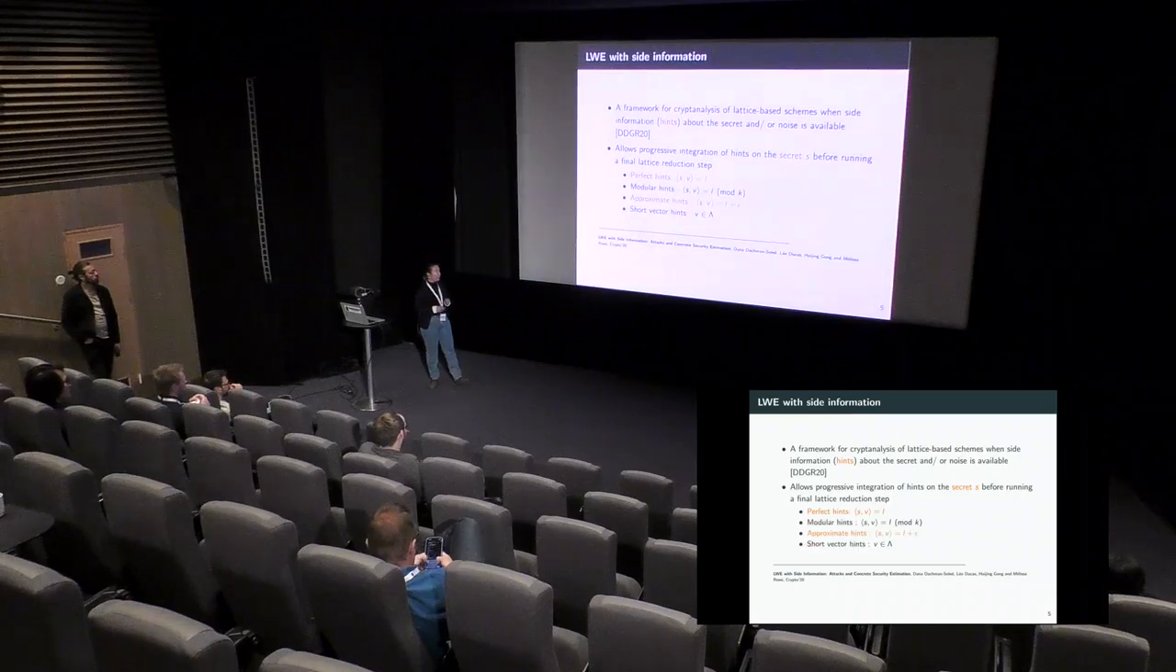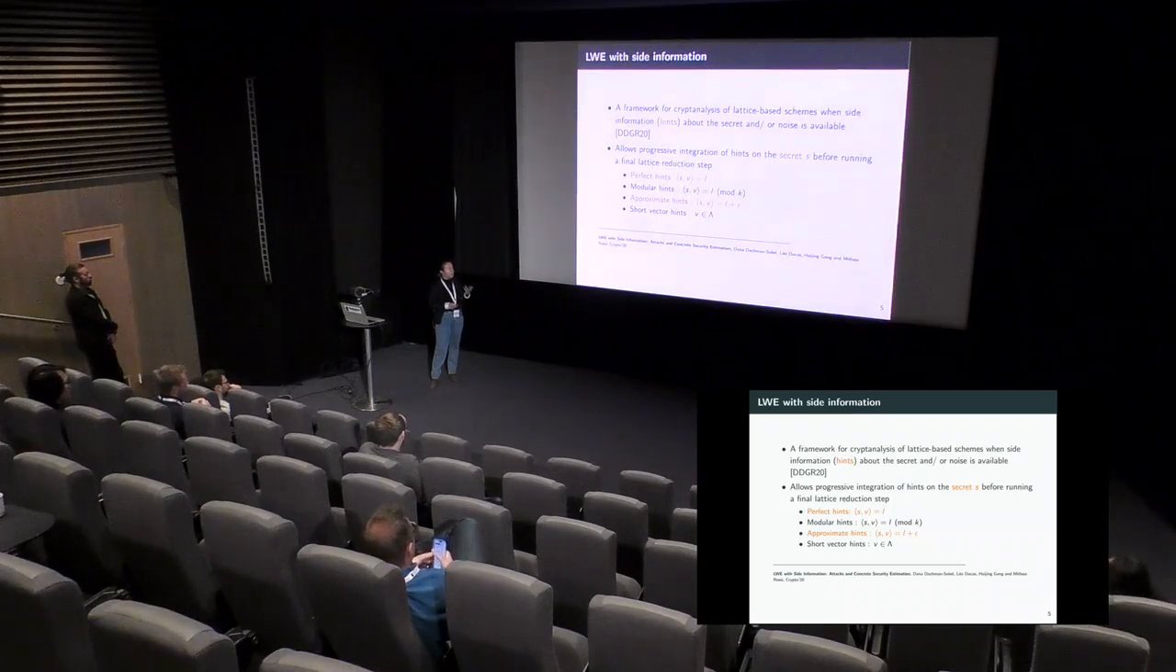In that work, they propose four types of hints: modular, perfect, approximate, and short vector hints, and we're going to use the two I've highlighted in this work. We're going to use perfect hints, meaning you have a perfect inner product between the secret vector, the secret key, and some vector. And we're going to use approximate hints, where you have the approximate value of the inner product between the secret S and some vector V.